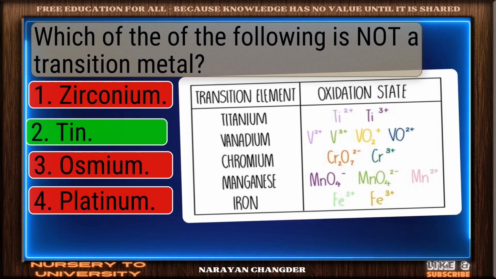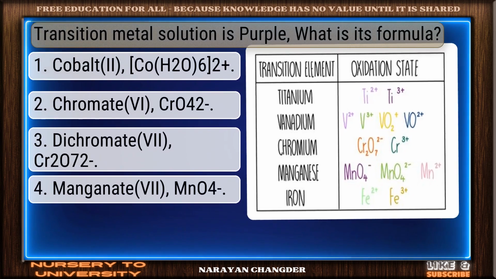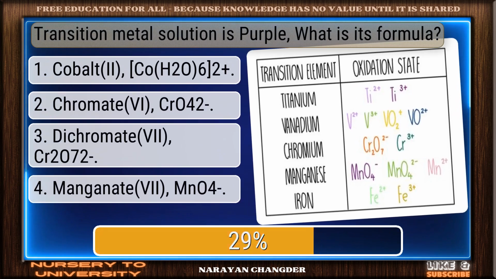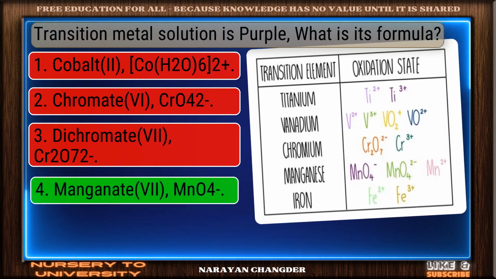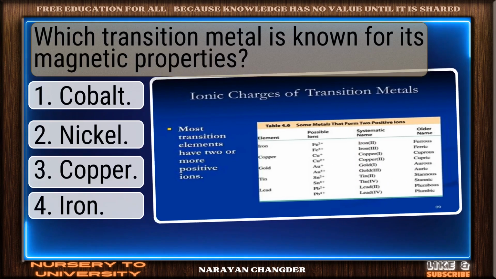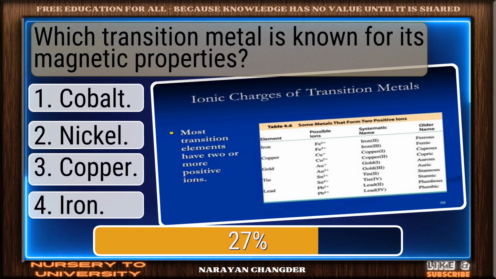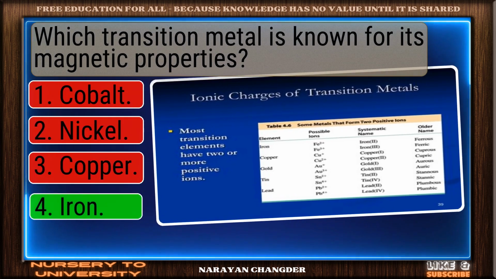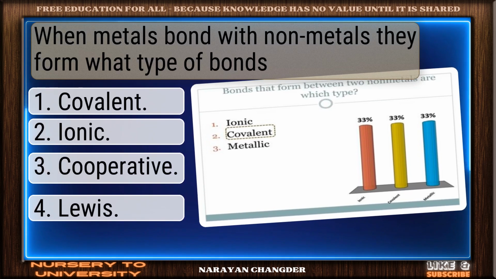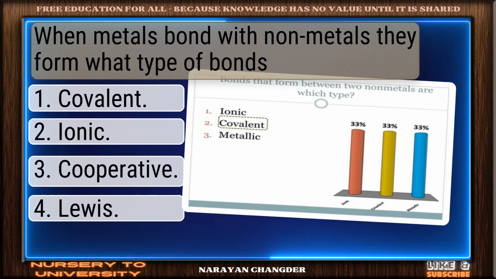Which of the following is not a transition metal? Excellent work, tin. This transition metal solution is purple. What is its formula? Well reasoned, manganate MnO4. Which transition metal is known for its magnetic properties? Nice work, iron.